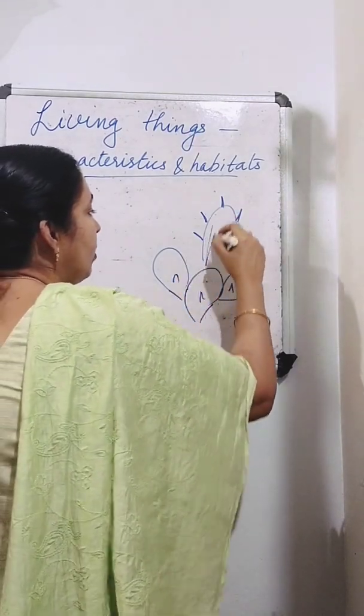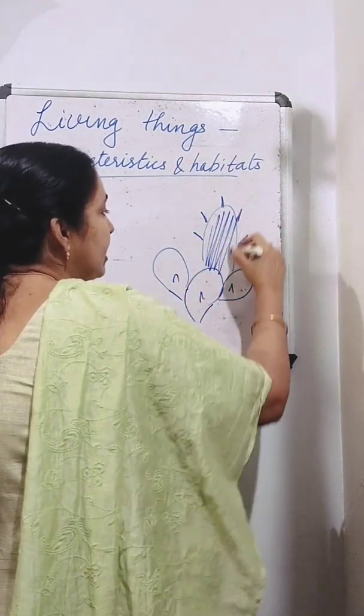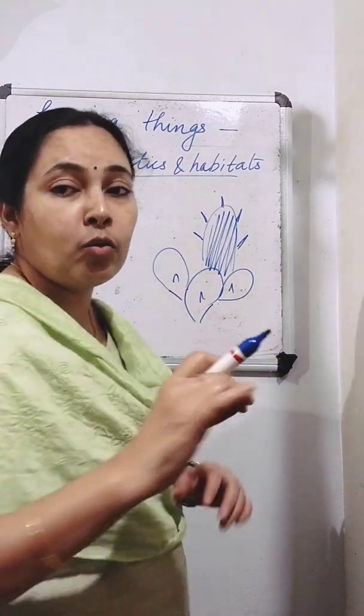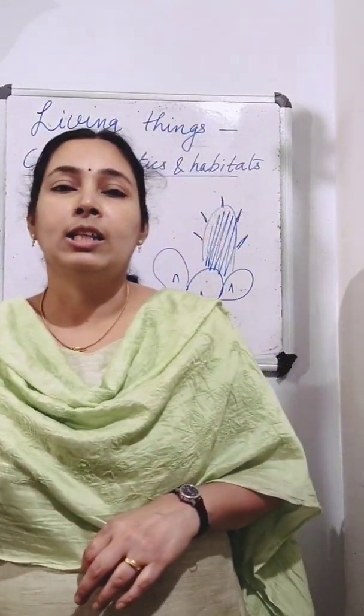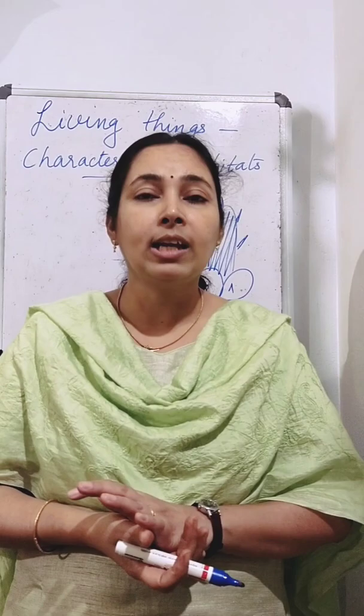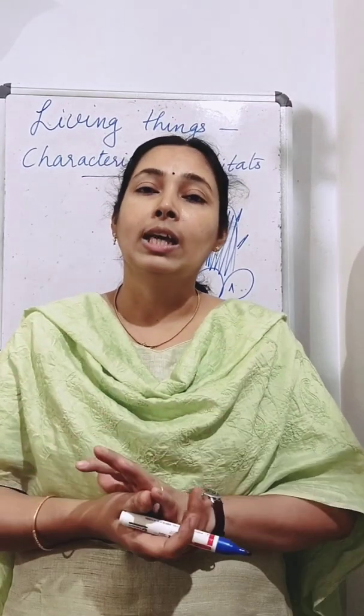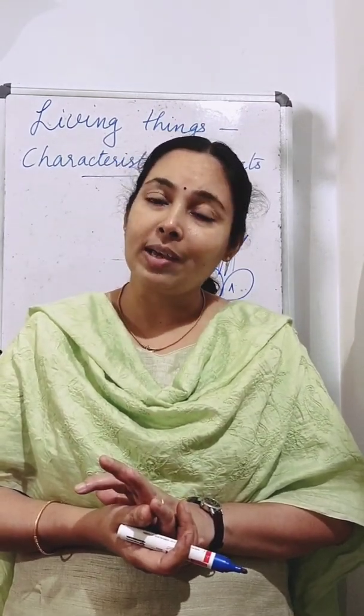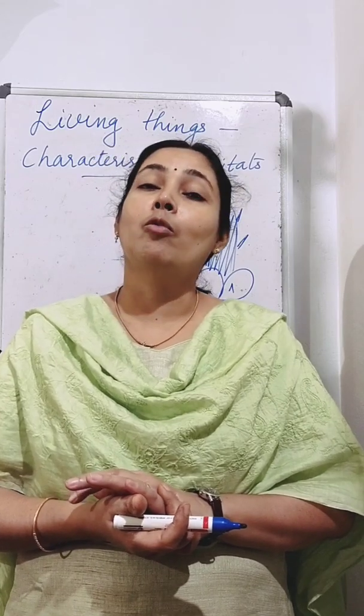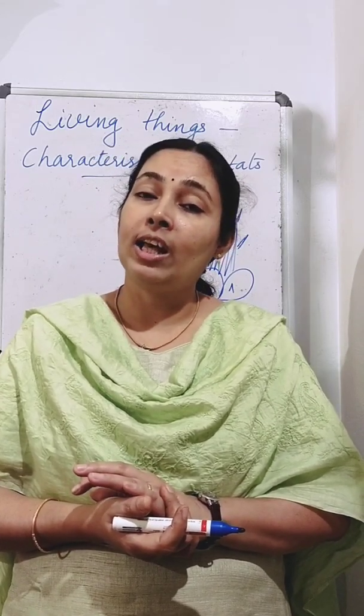Okay, and the stem is also covered with a thick waxy layer. So the stem is covered with a waterproof waxy layer, so that water won't go outside. This waxy layer will help to retain the water in the tissues of the cactus plant itself. Okay, and we know how availability of water is very less.